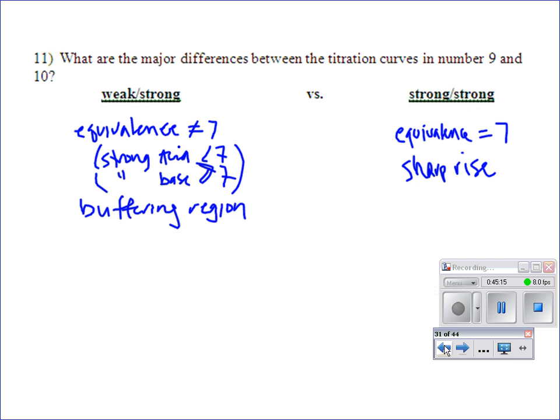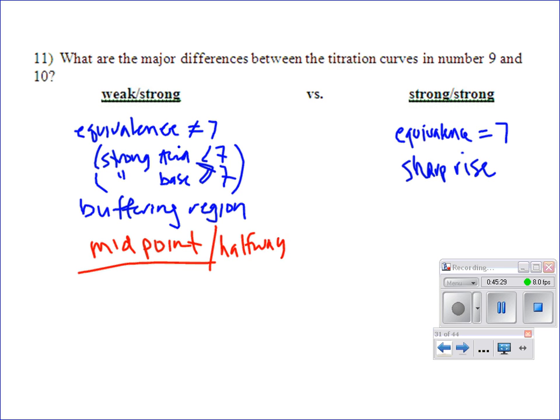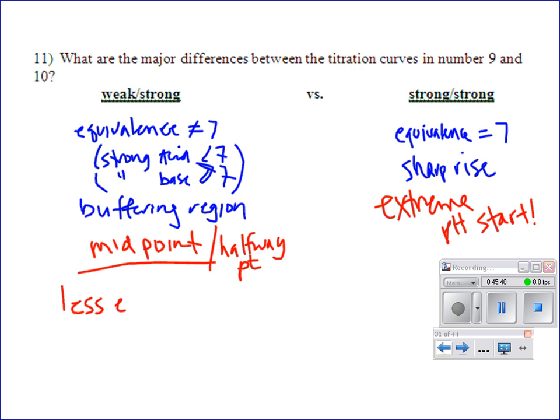One more thing I'm looking for. Oh, I forgot about that. This one has a midpoint. There is no such thing as a midpoint in a strong, strong situation. Some people call it the halfway point. Same thing. Last thing, looking at the starting point. Or higher if it's a base. So extreme pH start, super high or super low, versus less extreme start.